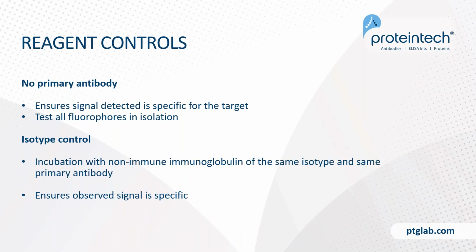Reagent controls that we need to use are ones where we have no primary antibody, and this ensures that all signal detected is specific for the target. We also need to test all fluorophores in isolation to check that there's no bleed through from the separate emission wavelengths. We also need an isotype control, where we incubate with non-immune immunoglobulin of the same isotype as the primary antibody. This also ensures that our observed signal is specific.